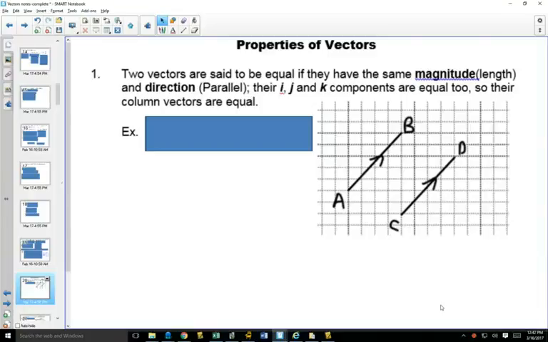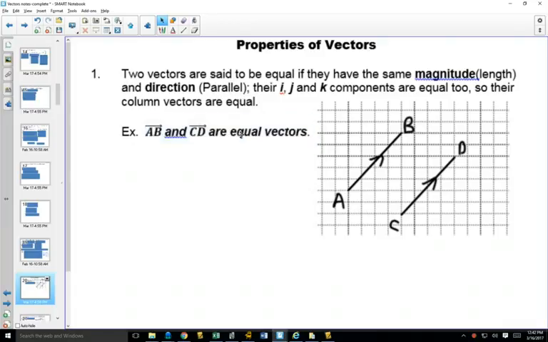So, some relatively simple properties of vectors. Two vectors are equal if they have the same length or the same magnitude and they're parallel. They go in the same direction. They don't have to start at the same place and they don't have to end at the same place.